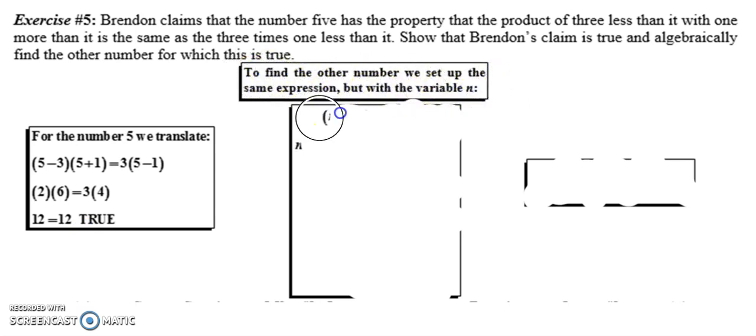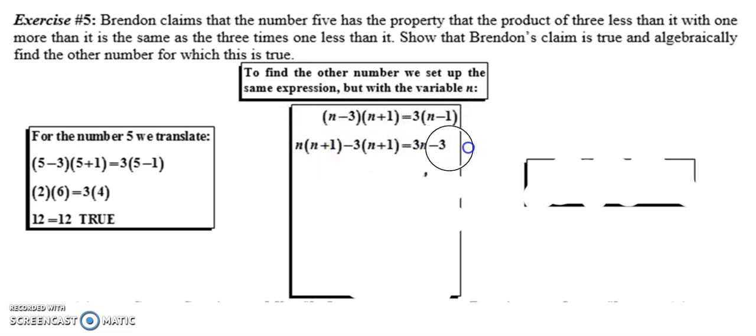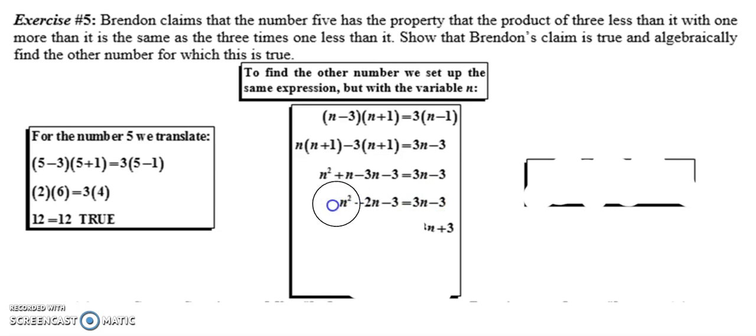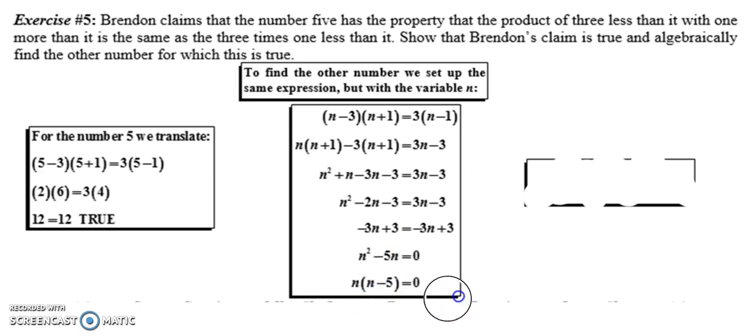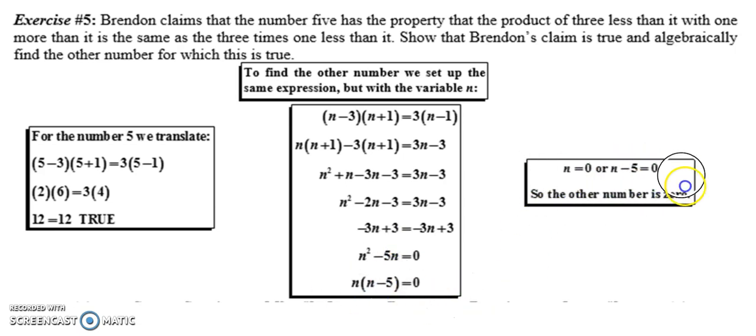Now we're going to use the variable n just to do the exact same thing. You're going to multiply stuff out. Okay, again, you probably skip the step of distributing here. Combining like terms. Oh, quadratic, set it equal to 0. There's our quadratic. Factor it, GCF first, guys. Don't forget that. Then set each factor equal to 0.